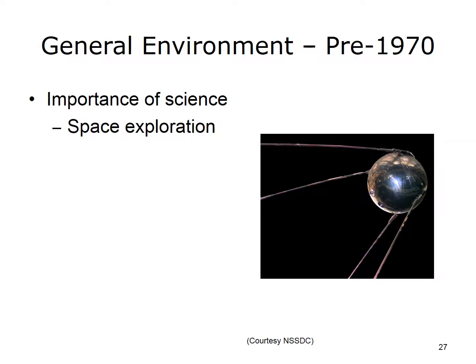We know that this was the beginning of the era of space exploration. The United States and the Soviet Union were adversaries, and the Russians were the first to launch a satellite called Sputnik in 1957. Some of you have seen the movie October Sky that captured that era.